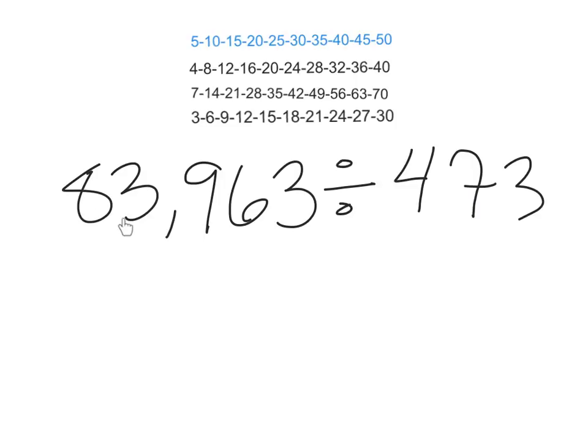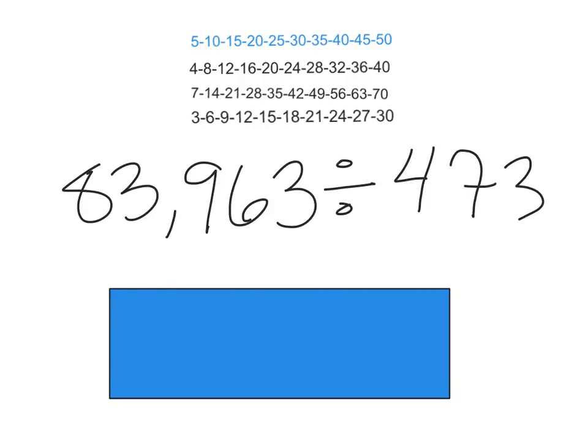And here we are, 83,963 divided by 473. I've written my 4s, 7s, and 3s, and then I also wrote my 5s down because I'm going to estimate this up to 500 when I'm trying to figure out how many times it will go into this number here. So without further ado, let's get started with our first area box.